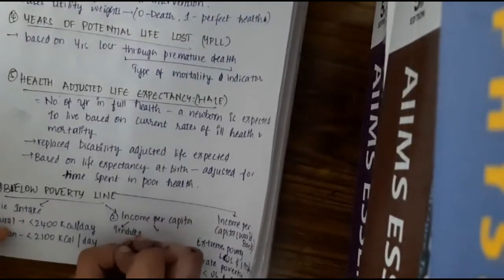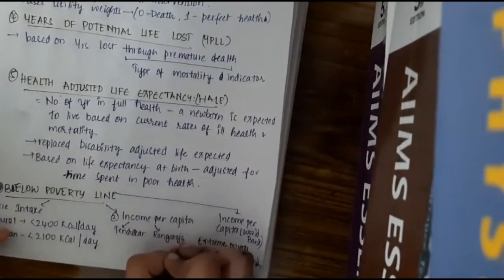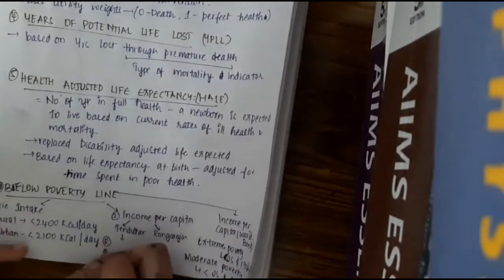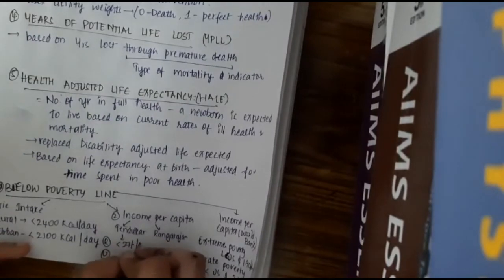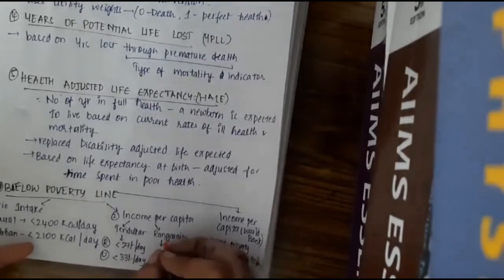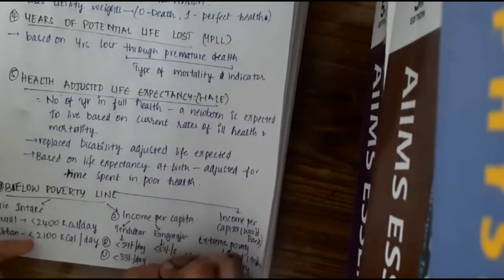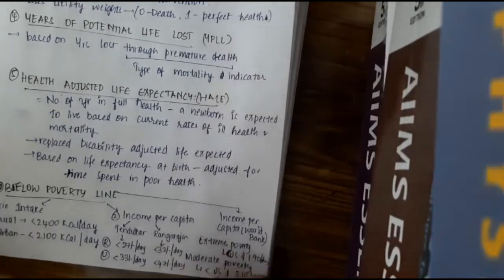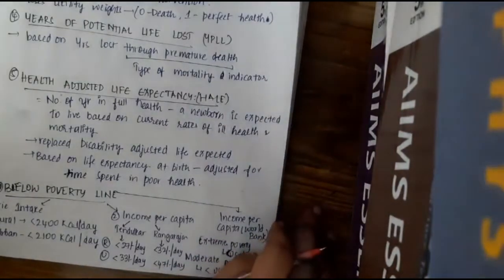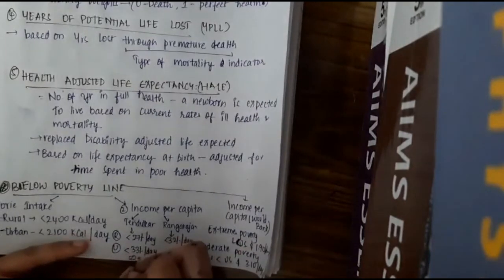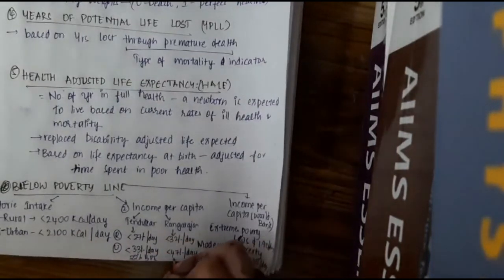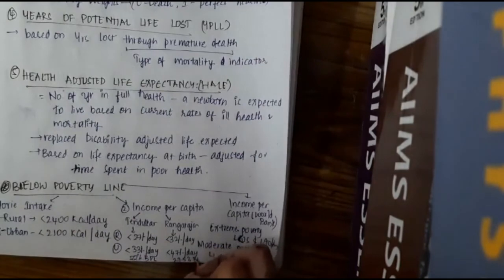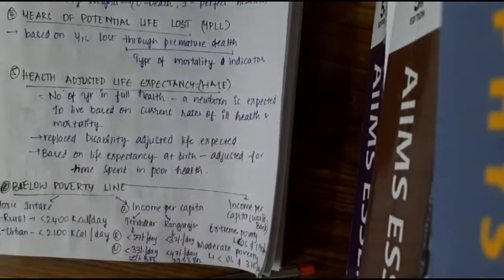Then for income per capita, we have two committees, the Tendulkar committee and the Rangarajan committee. According to the Tendulkar committee, in rural areas it is less than 27 rupees per day, and in urban areas less than 33 rupees per day. According to the Rangarajan committee, in rural areas it is less than 32 rupees per day, and in urban areas less than 47 rupees per day. So in the Tendulkar committee, below poverty line is 22%, and in the Rangarajan committee it is 29.5%.